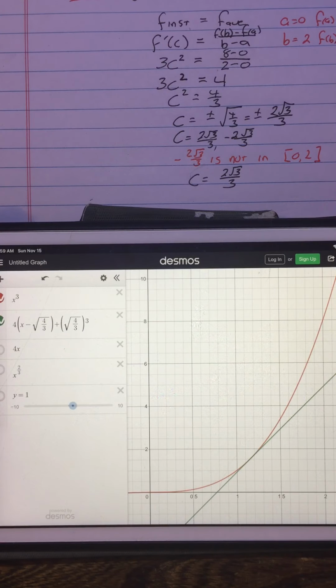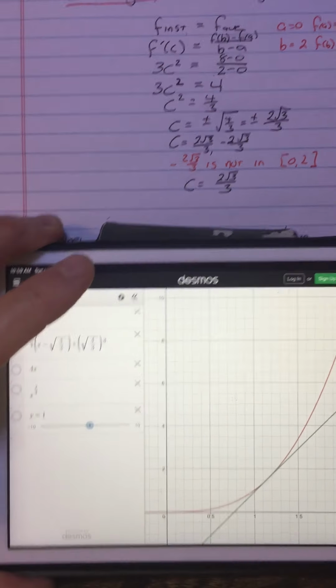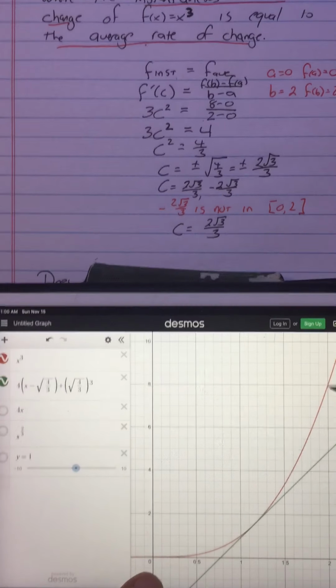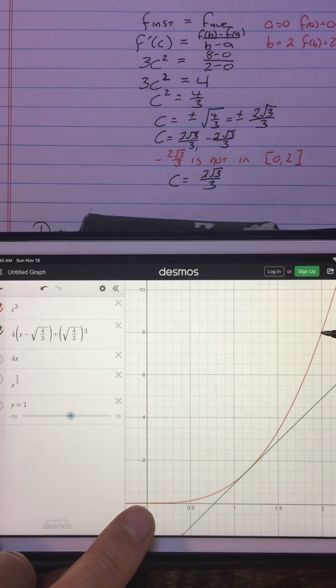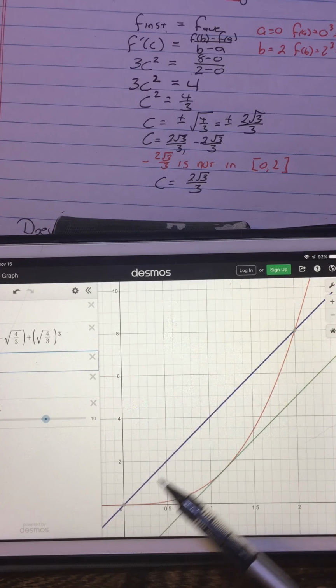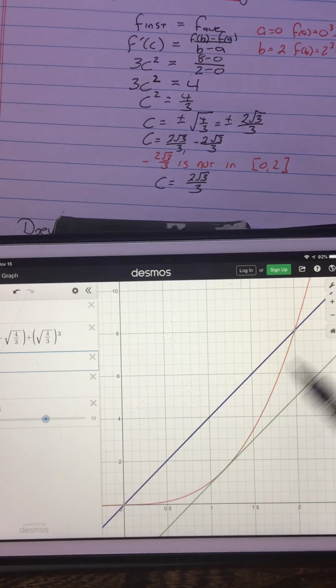Now, if I make the equation of the line from the point 0, 0 to the point 2, 8, all right? That's from the beginning to the end of this interval. That line is going to be y equals 4x. So let's turn that on. All right? So see how those two lines are parallel? So this line is usually called the secant line because it touches the graph at 2 points. And this one's called the tangent line. So the secant and the tangent are parallel when x equals 2 square root 3 over 3.